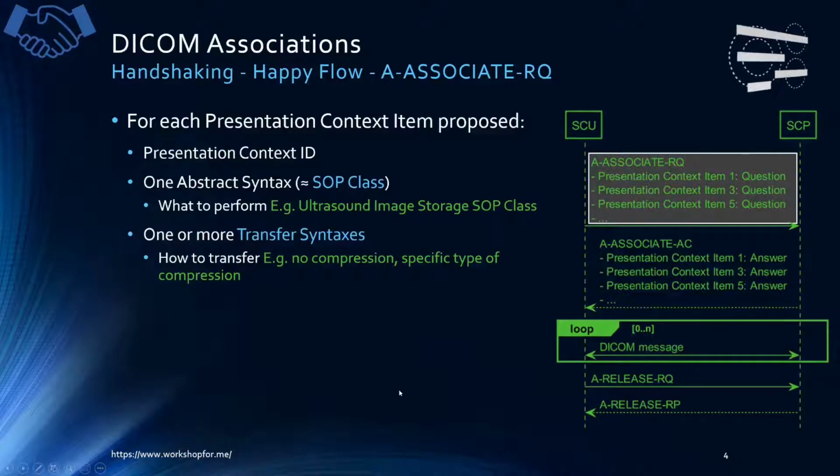When again zooming in on a single presentation context item, you can see that it contains three important parts. The first one is the presentation context ID. This is a unique identification of a presentation context item within a DICOM association. The second one is the abstract syntax, which most of the time is equal to a subclass. So, for example, the ultrasound storage subclass. And the third one is a list of one or more transfer syntaxes, meaning how is the information encoded when sent from the service class user to the service class provider and the other way around.